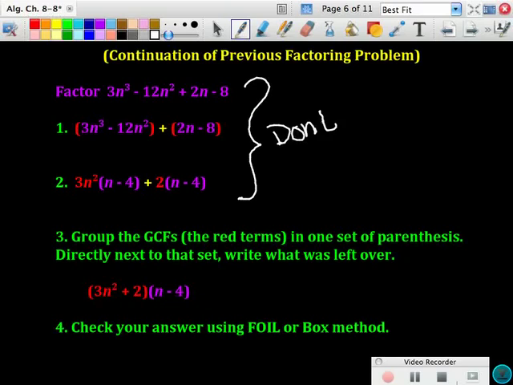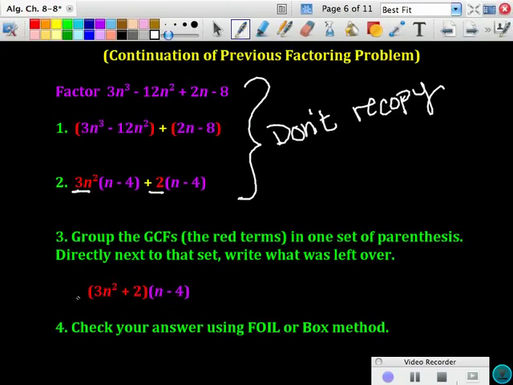So your third step, you want to group the GCFs. So put the red terms, 3n squared, and then a positive 2 in one set of parentheses. And then directly next to that, write what was left over, the n minus 4. So there we have our factored form. And then you can check it using your box or FOIL method, whichever you feel more comfortable with.